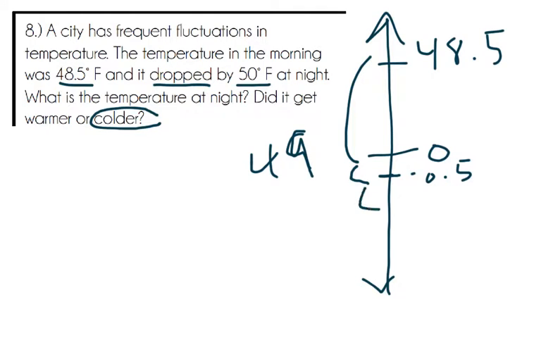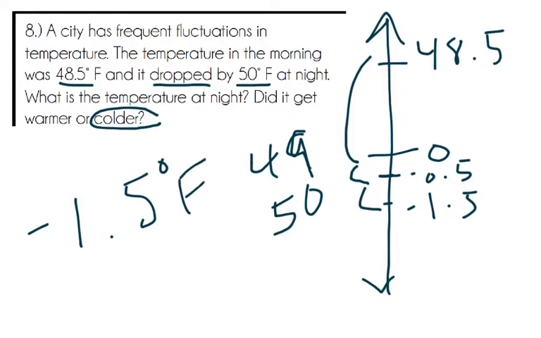So then it would have to go one more, to negative 1, right? 0.5, and I'm going to be at 50. That would be my 50 degrees. So there, because, you know, 1/2 plus 1 is going to be 1.5. So your answer here is going to be negative 1 1/2 degrees Fahrenheit.